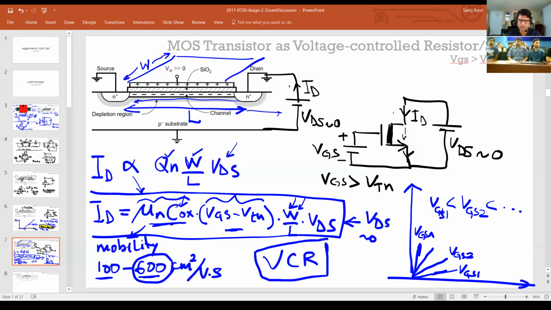So a lot of times in a circuit, wherever we need a voltage controlled resistor and we know that the VDS is very small, we can actually use this transistor as a resistor, okay? So that's one region of operation where we can use this.